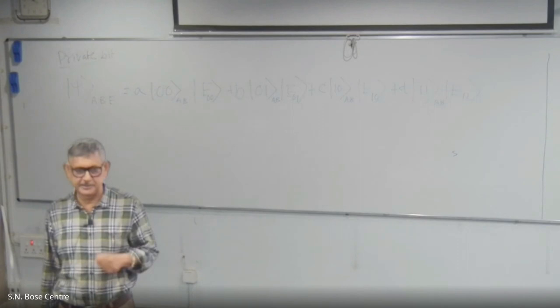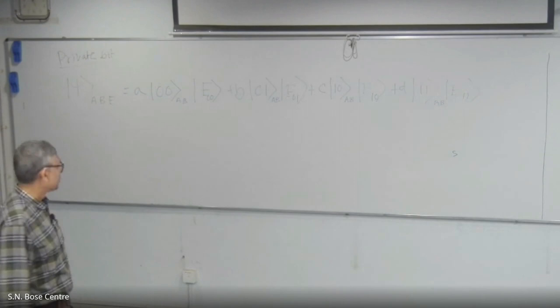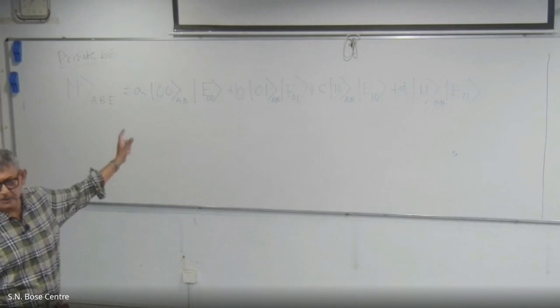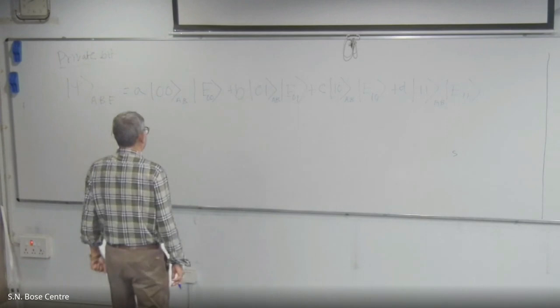Now Alice and Bob want to have a private key. So if Alice and Bob want to have a private key, then their results have to be correlated. So can you tell me which of the two terms should vanish? 01, 10. Yeah. So I can erase these terms.